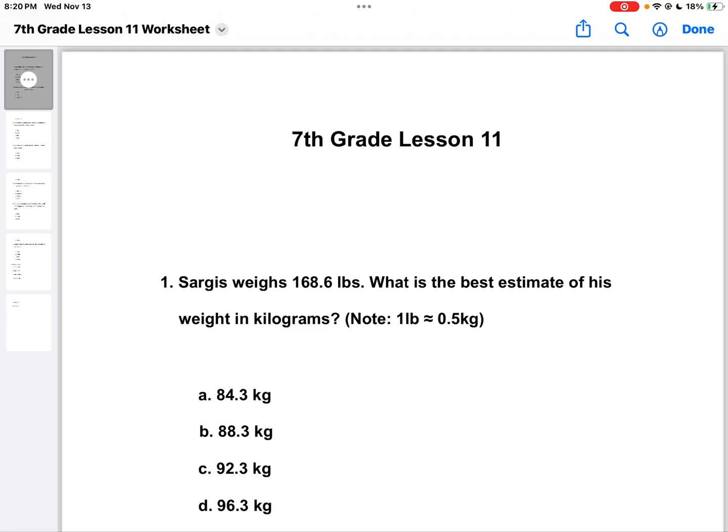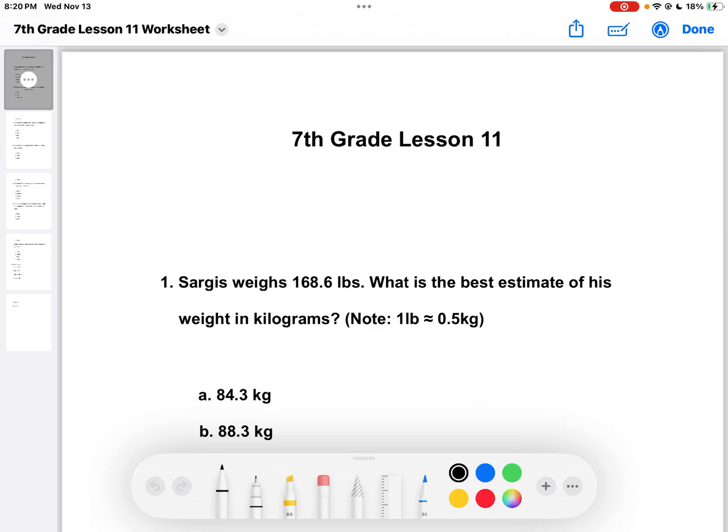So for number 1, Sargus weighs 168.6 pounds. What is the best estimate of his weight in kilograms? Note 1 pound is about 0.5 kilograms. So in order for us to do this, we need to convert the pounds to kilograms, and in order for us to do that, we can multiply the pounds by the kilograms.